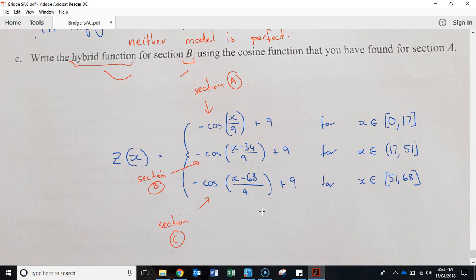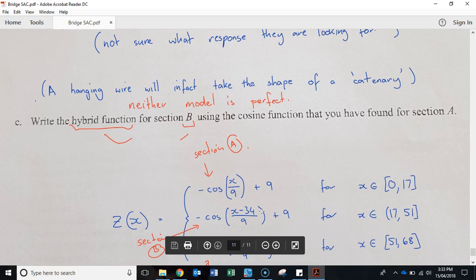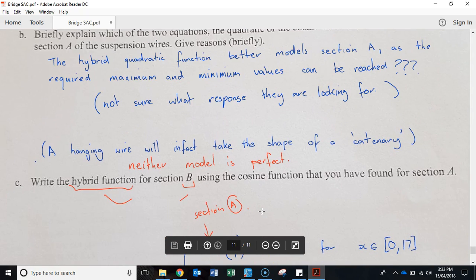So I think that's as best as I can do for that last part, because I'm not entirely sure what they were getting at here.